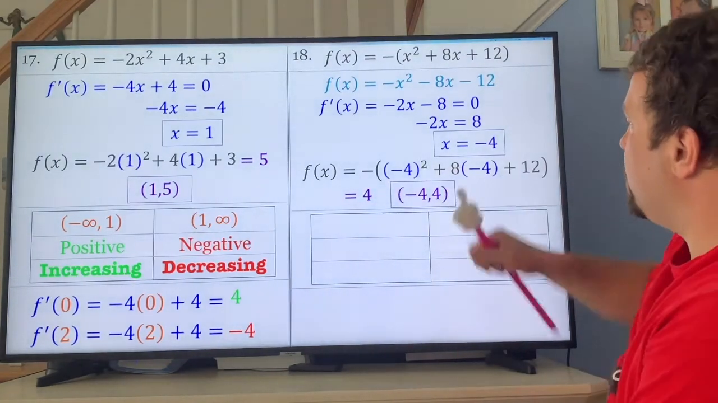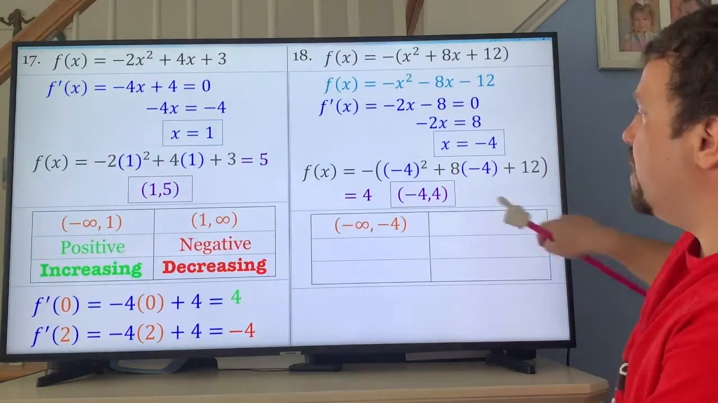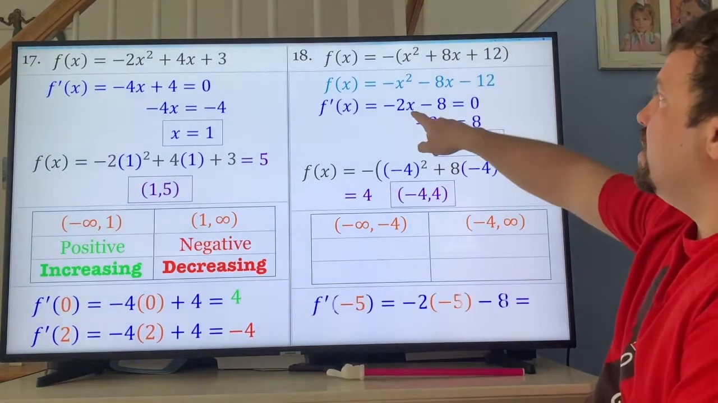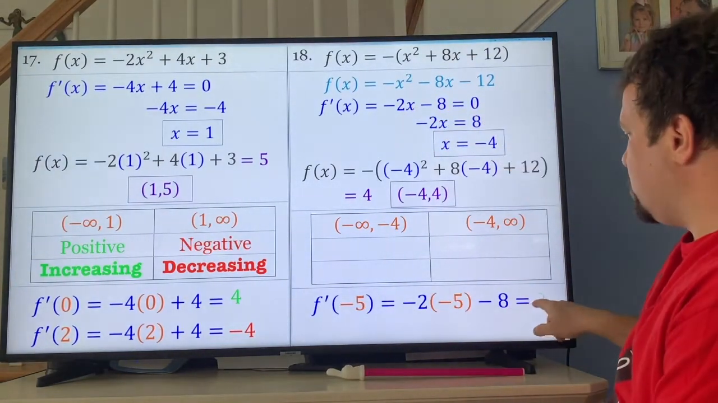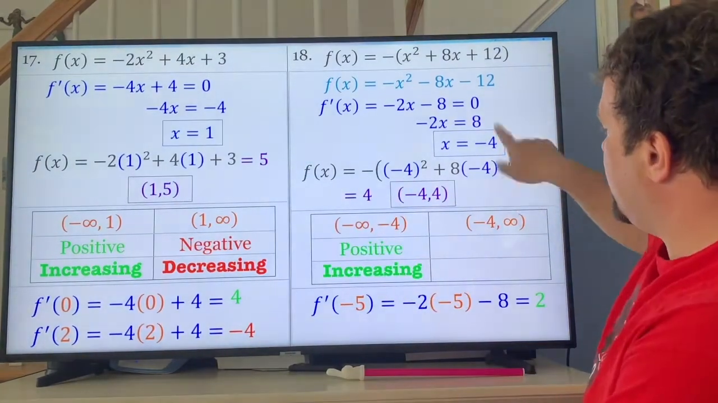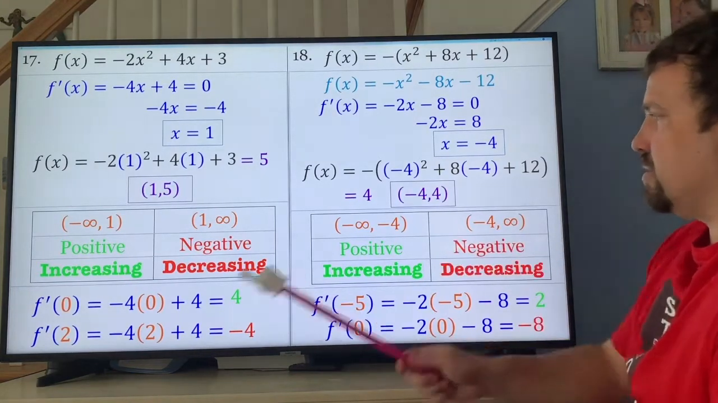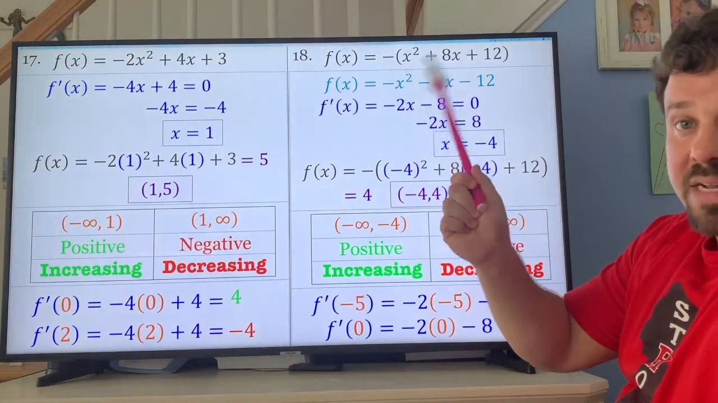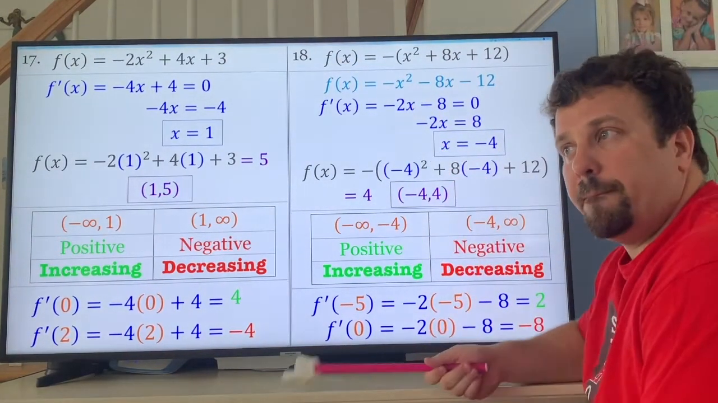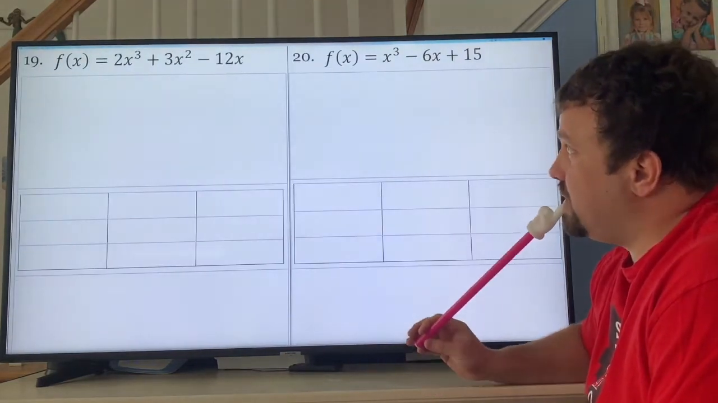All right, one critical number means we go from negative infinity to negative 4, and negative 4 to infinity. Number between these two, negative 5. 10 minus 8 is positive 2. Positive 2 means the graph's going up. Let's go with the 0. 0 is always a good one. Negative 8. Negative number decreases. So the graph goes up, hits the relative maximum at negative 4, 4, and then it goes back down. Got it? Awesome.